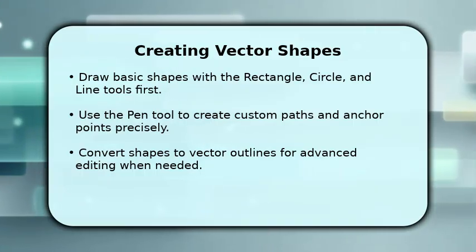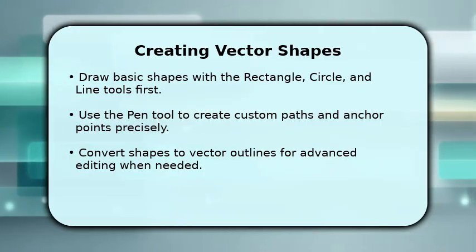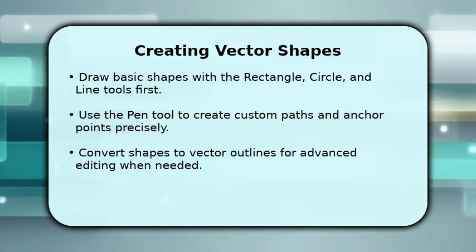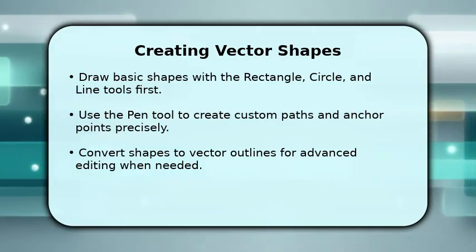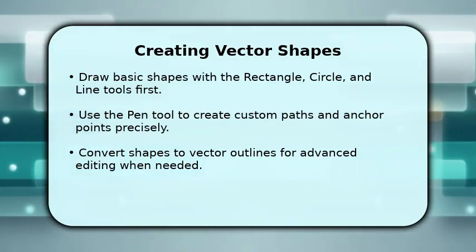To edit, enter vector edit mode and move anchor points, adjust handles, or add new points. Practice Boolean operations to union, subtract, intersect, or exclude overlapping shapes for clean vector results.